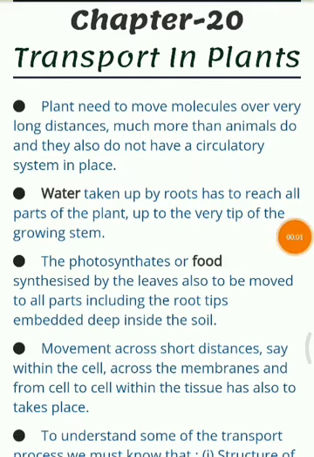Chapter 20: Transport in Plants. Plants need to move molecules over very long distances, much more than animals do, and they also do not have a circulatory system in place.